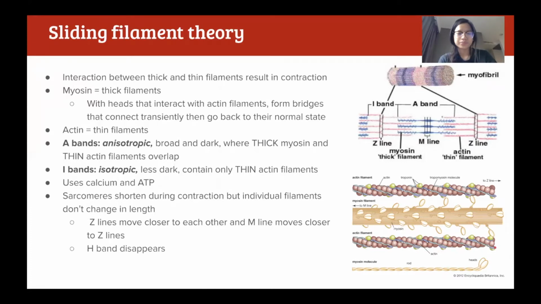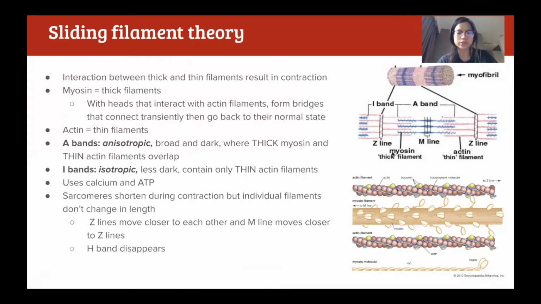In a sarcomere, you'll see A bands and I bands. A bands are anisotropic, meaning they don't change, and they're broad and dark because that's where thick and thin filaments overlap. But I bands are isotropic because they disappear when muscles contract, or shorten. Muscles contract using calcium and ATP, and sarcomeres shorten during contraction.